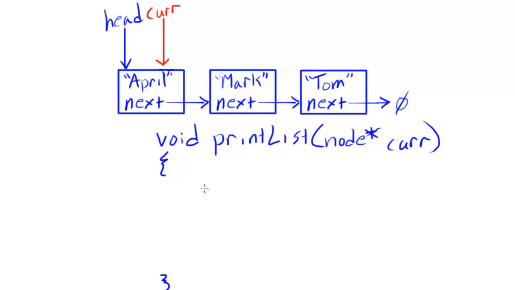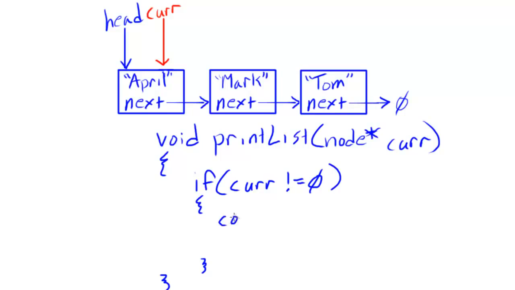For the recursive case, we'd be looking to test to see if what? If our current pointer was in fact not equal to null. If it's not equal to null, we know that we're in our recursive case. So in the recursive case here, what do we have to do? One thing that we'd have to do is print out the contents of our node. That would be just a cout statement.